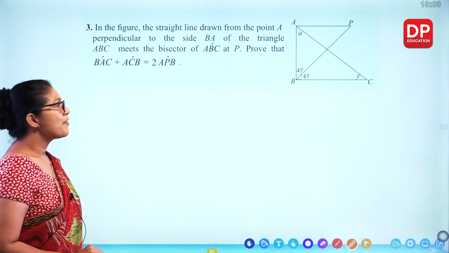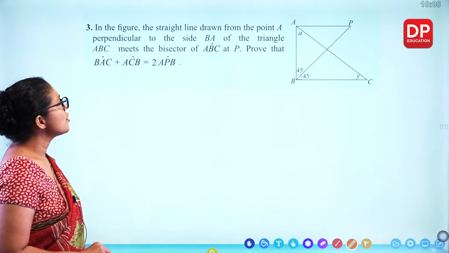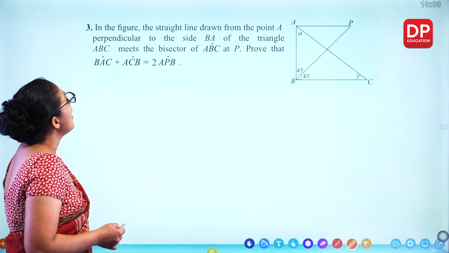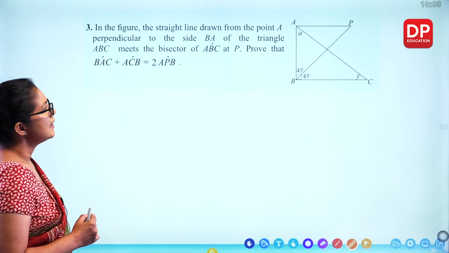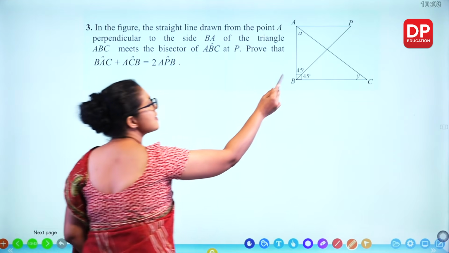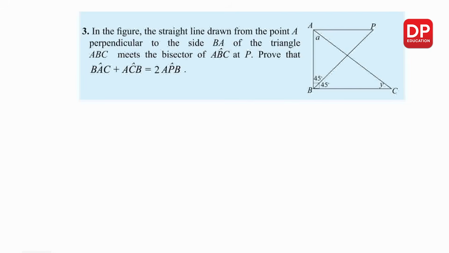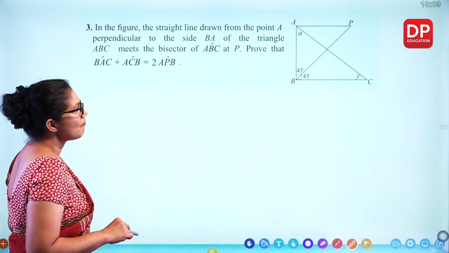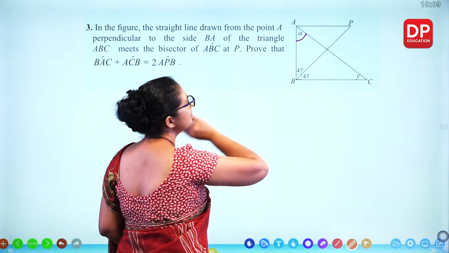Now we'll look at question number 3. In the figure, the straight line drawn from the point A perpendicular to the side BA, it's given, and ABC meets the bisector of ABC at P. So this is bisector, means this is 45, 45. Prove that BAC plus ACB is 2 times APB. So in this triangle, so here what can we say about this angle? BAC is A. ACB is Y.